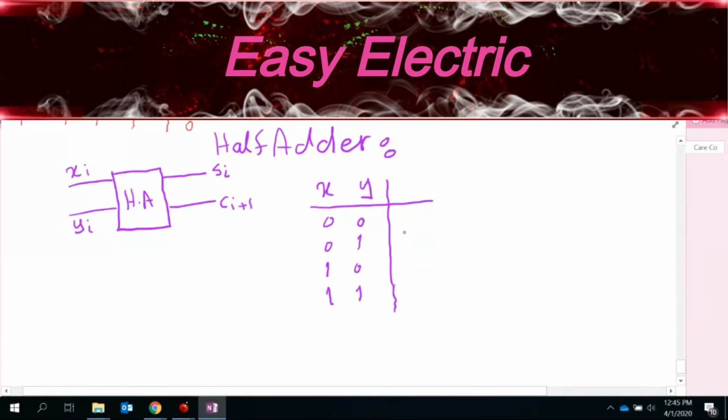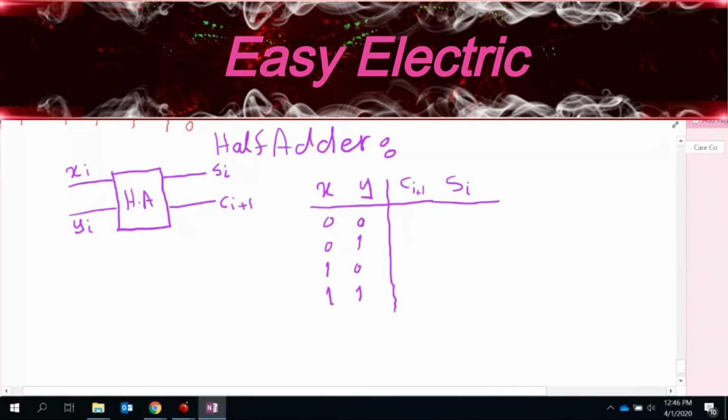So what should be the output? I call this output Ci plus 1, a 1 bit, somehow an index. So this is Ci plus 1, and the next one is Si. This is exactly a design problem. We know the steps whenever you want to design any circuit, so I need to complete this truth table.